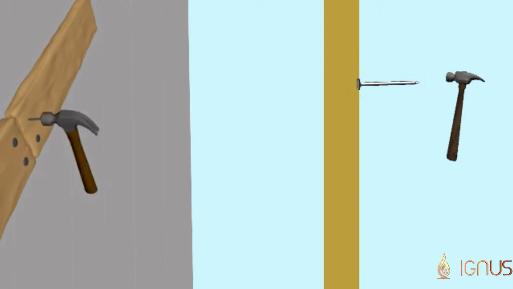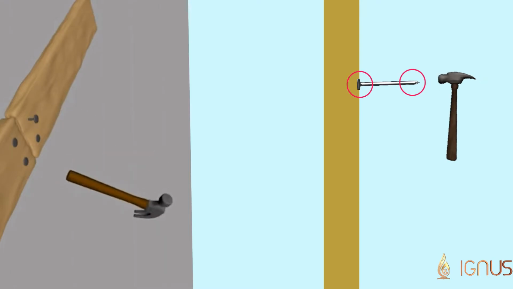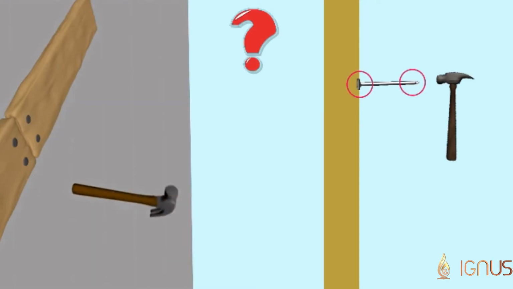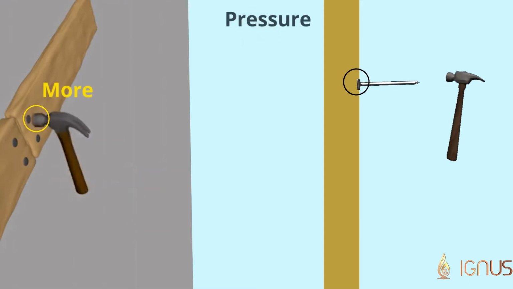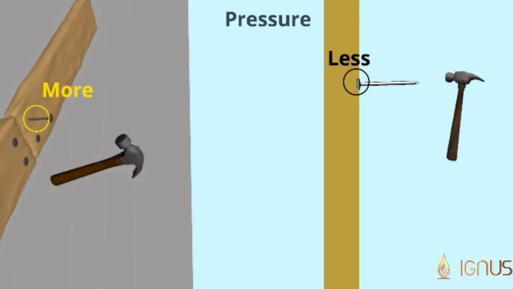What will happen if you hammer the pointed side of the nail and try to pierce the wall with the flat side? You will find it is difficult to push the flat surface of the nail through the wall. Even if you apply more force than you did in the first case, you might not be able to pierce it through the wall. What is the reason for this? The reason is that the pressure applied by the tip of the nail on the wall is more than the pressure applied by the nail's flat surface.